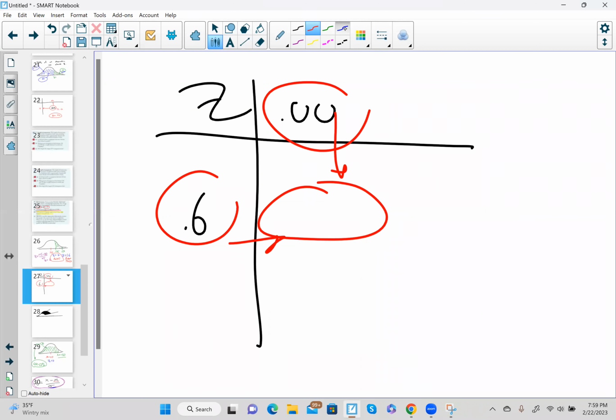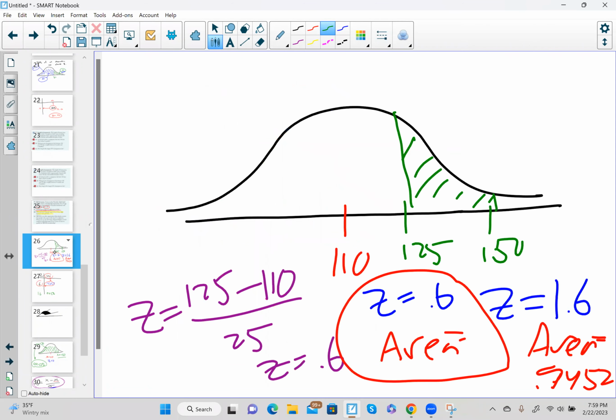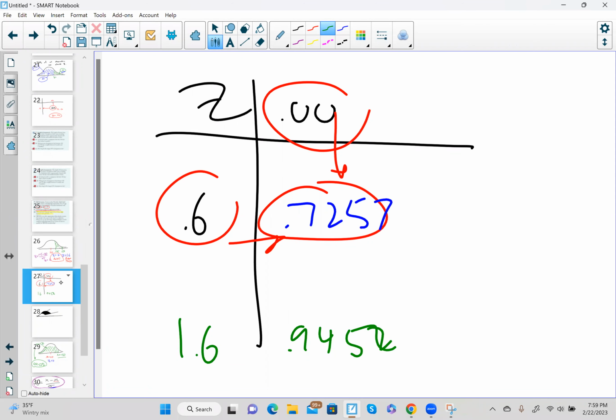So this number in here was 0.7257. Further down, there was the 1.6, and that was 0.9452. All right. Any questions about those two steps? All right, so we're gonna have to be clever because this area, I just forgot, right?